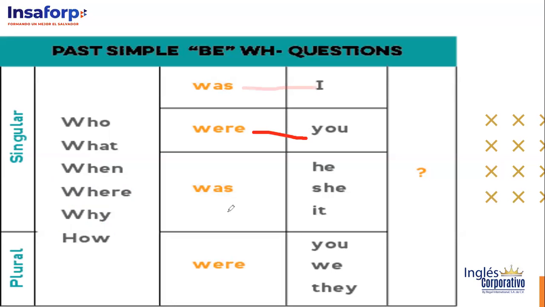If you see, we use was with I, were with you, was with he, she, and it, and we use were with you, we and they. And don't forget that question mark. And also past time expressions like yesterday, today in the morning, two days ago, etc. So let me ask the question to Marcos.